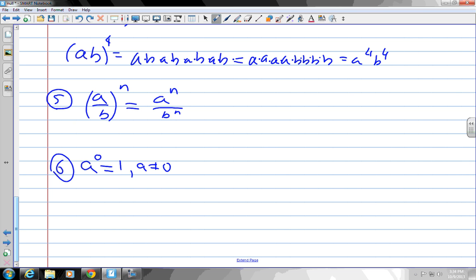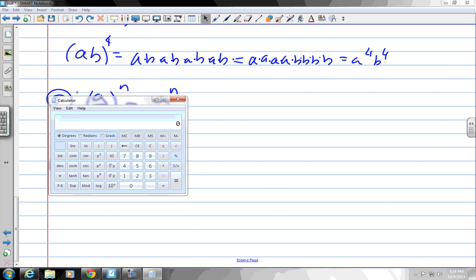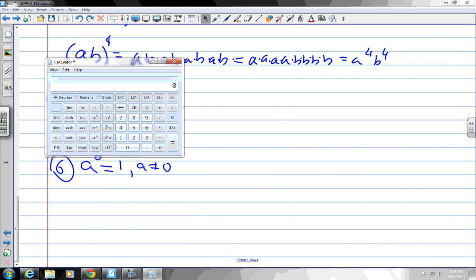If you take your calculator and you think of any number that you like, what's your favorite number of today? 5. If you take 5 and you raise it to the power 0, you will get 1 every time, as long as the base is not 0 itself. Look what happens if I go 0 to the power 0.